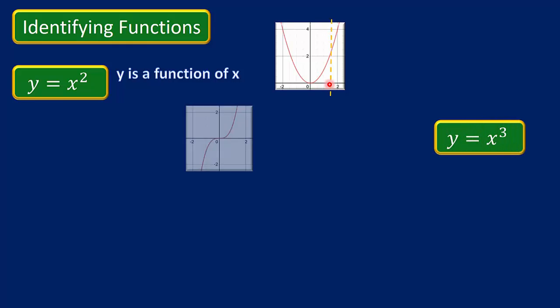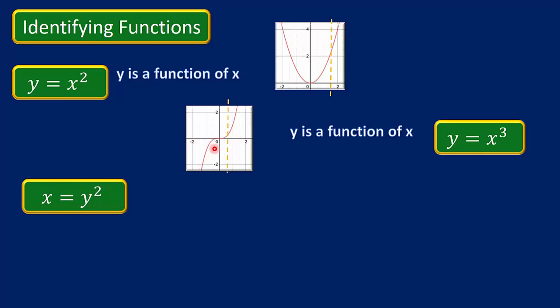Now, we can look at x cubed. Same situation. It passes the vertical line test. So the vertical line test is what we can use if we want to know, is y a function of x? And notice, any place on the axis, I can go up or down, and I hit the graph once.